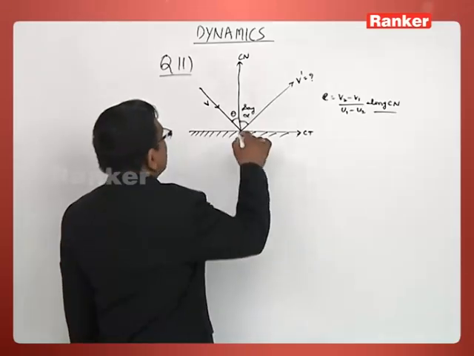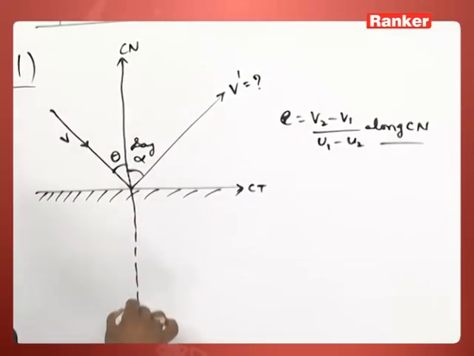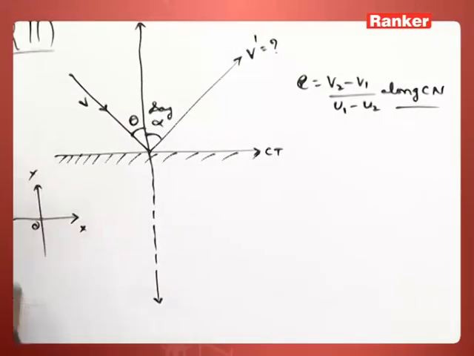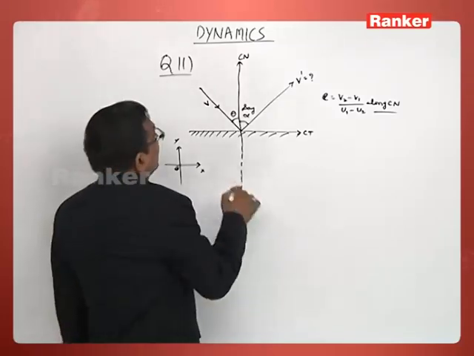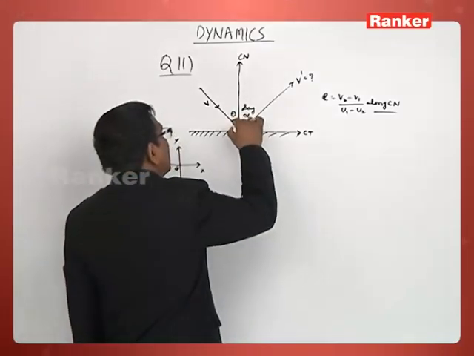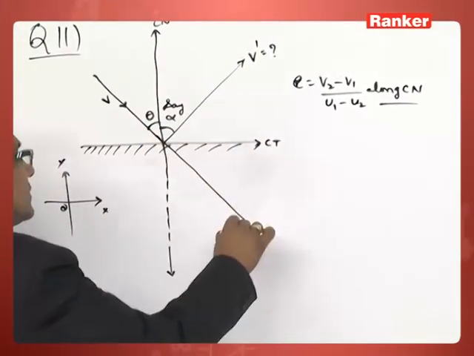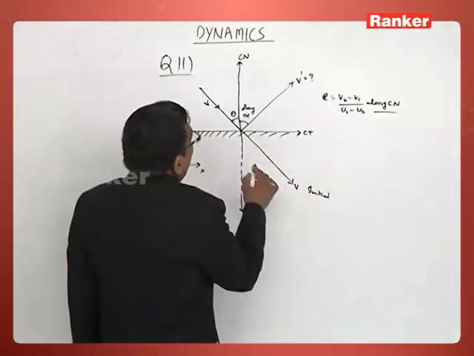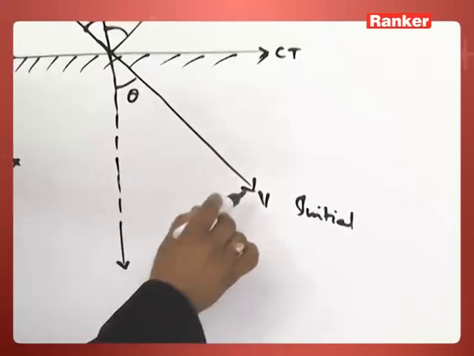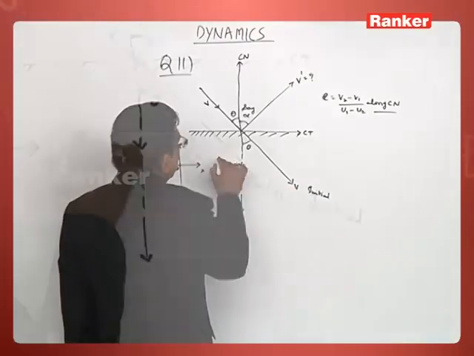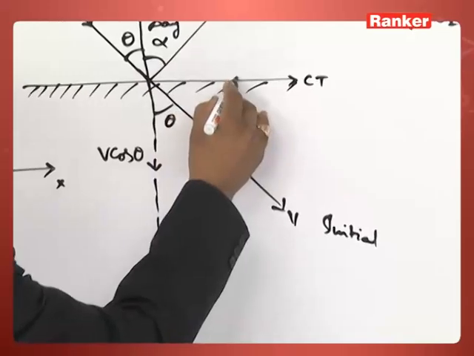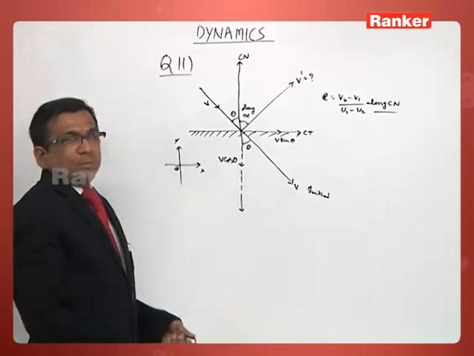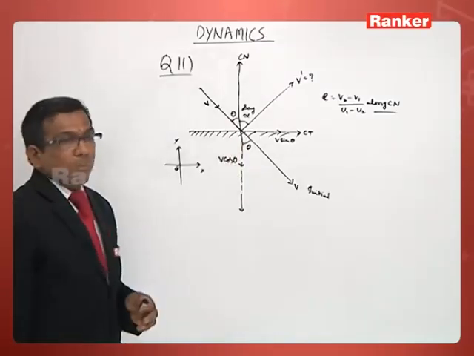How do you resolve? Let us see. If you extend this, I can take this as origin. This will be the x-axis and this will be the y-axis. Now this can be taken as the negative y-axis, and the initial direction of the ball is like this with a velocity v. This is the initial direction and this angle is theta, this angle also theta. Then this can be resolved into two components. This component will become v cos theta, this component will become v sin theta. Like that, whenever there is a two-dimensional collision, you have to resolve the velocities into components.